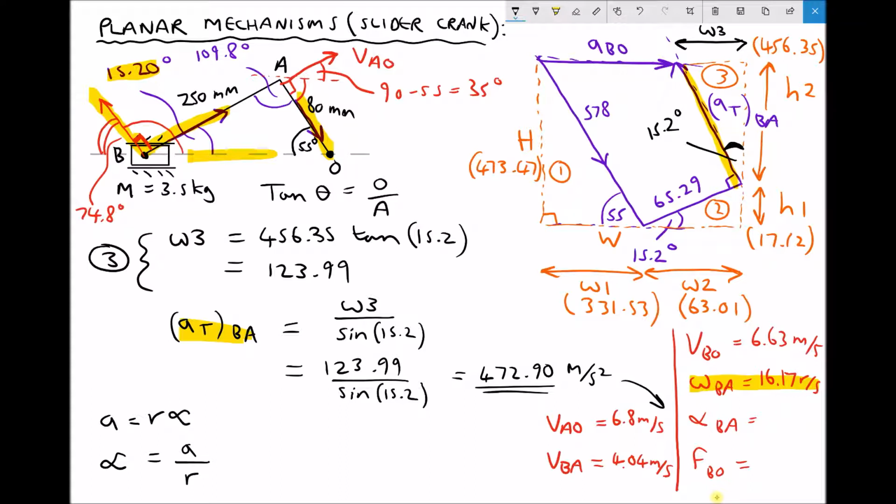Therefore, the angular acceleration of B relative to A equals the tangential linear acceleration of B relative to A, 472.90, divided by the length of the linkage in meters, 0.25, giving a value equal to 1892 radians per second squared, accurate to the nearest whole number. Let's add that on the right hand side, and then we just have one final calculation to do. So 1892 radians per second squared.